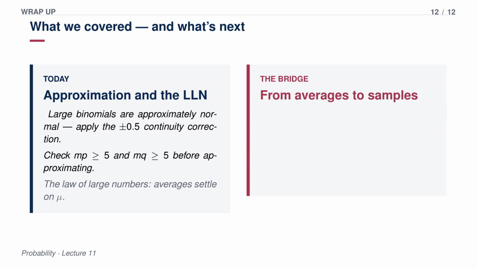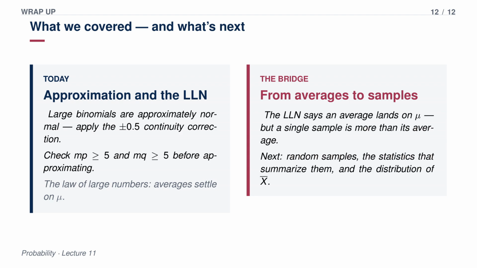2. The law of large numbers. Trust the calm human on the leash, not the wild puppy. Averages settle onto mu. And here's the thread into next time. The law of large numbers says an average lands on mu, but a single sample is so much more than just its average. It has spread. It has a whole distribution of its own.